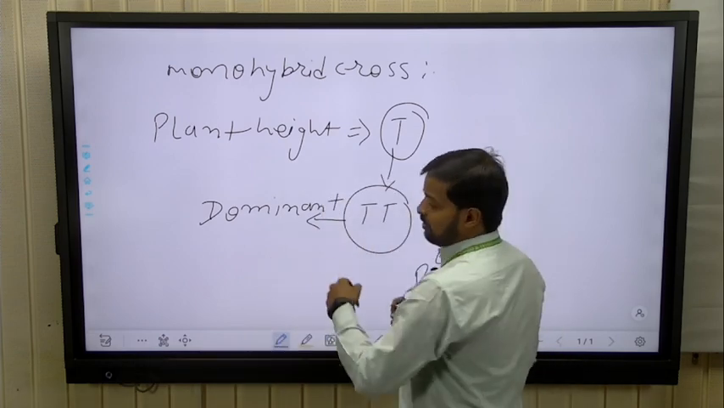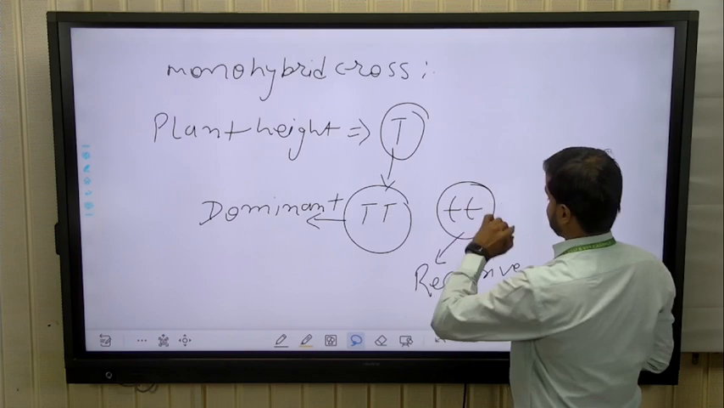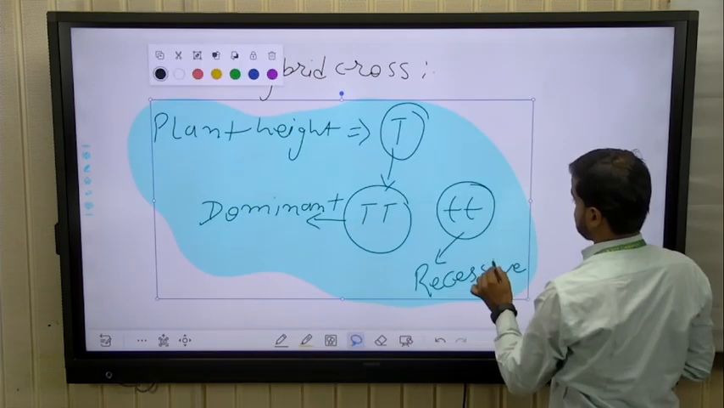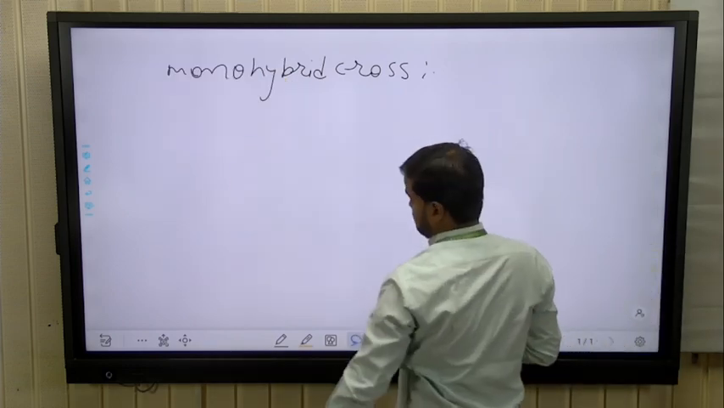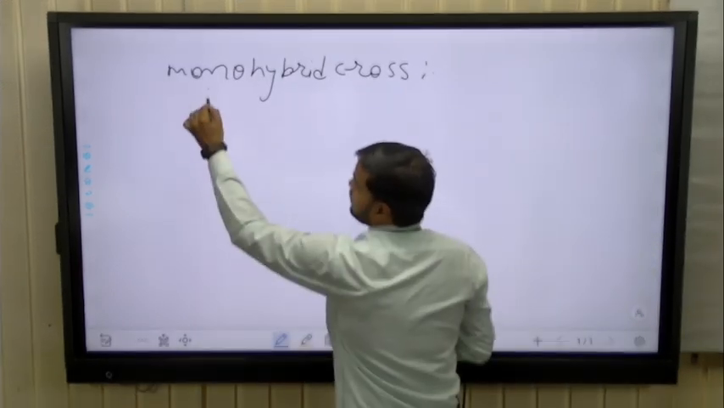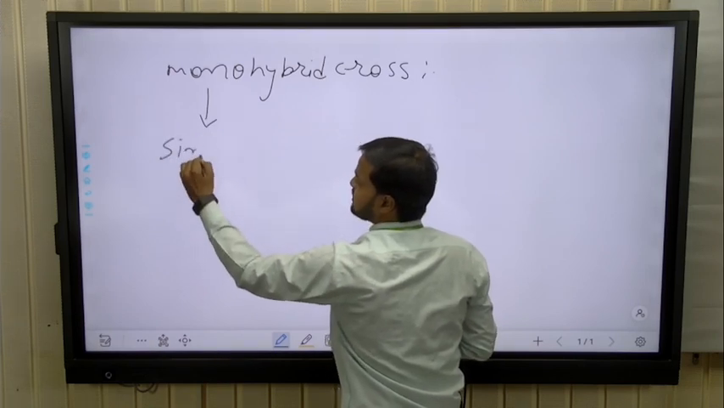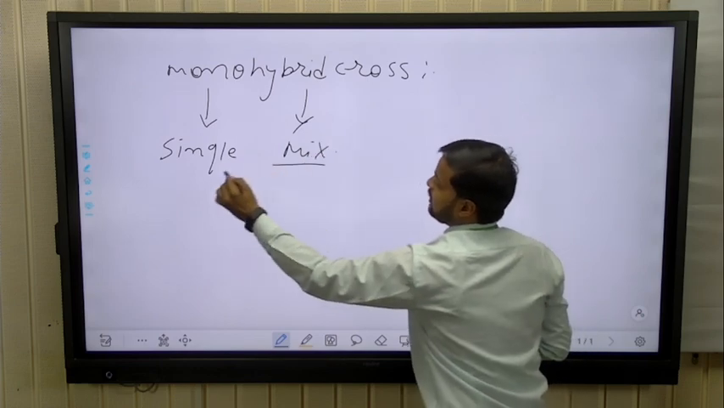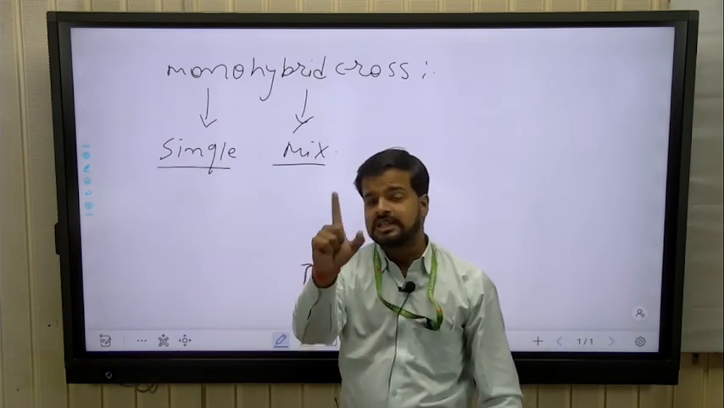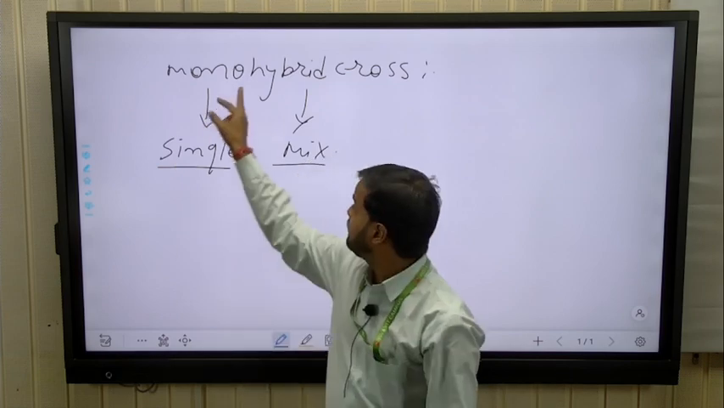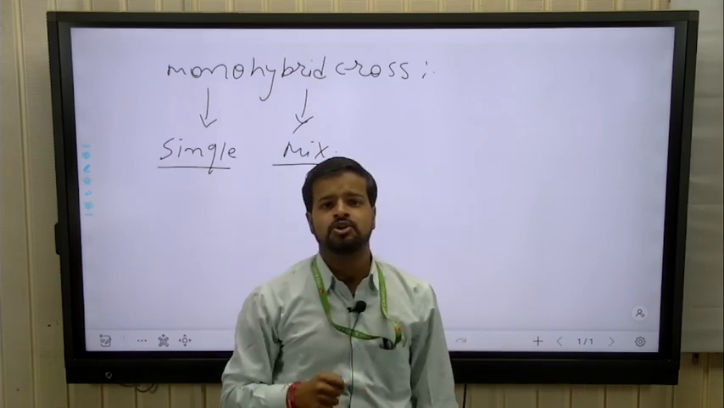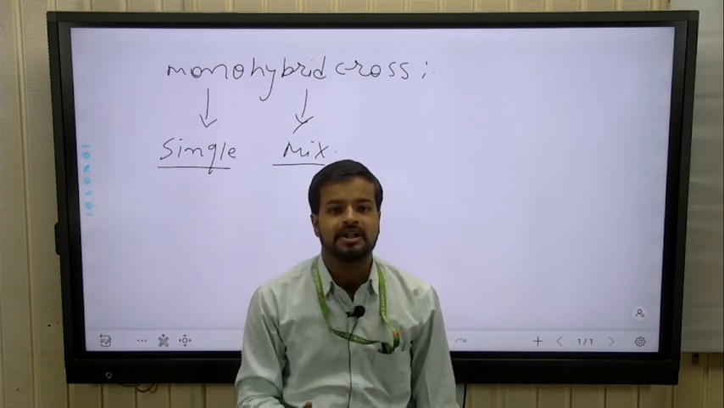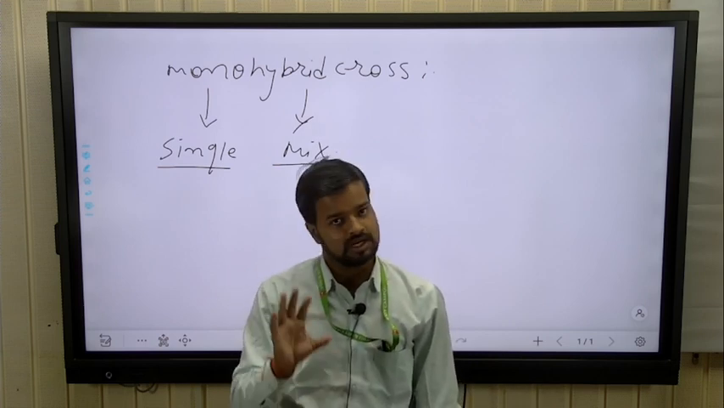Another point: what is the meaning of monohybrid cross? Very important point. Students, mono means single, and hybrid means mixture. That means when we talk about a single phenotypic mixture, that is called monohybrid cross. And in this cross we are talking about a single character, that is capital T, meaning plant height characteristics. It is clear.